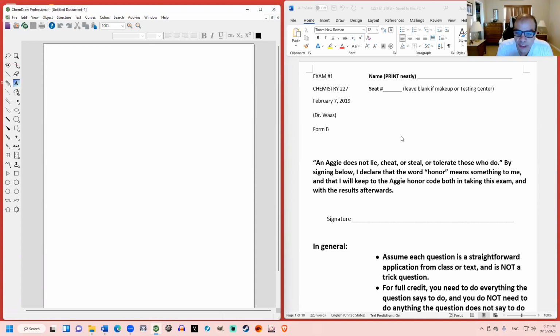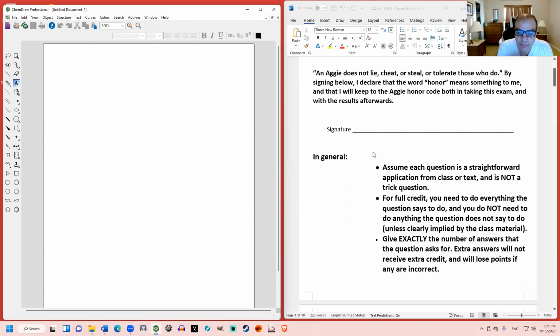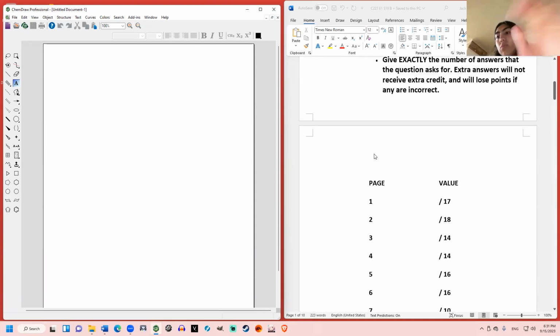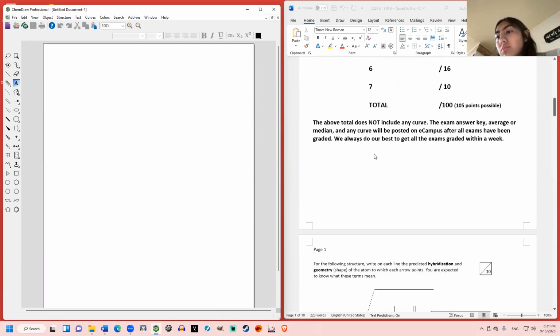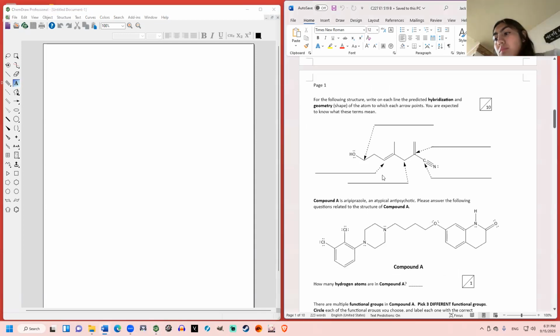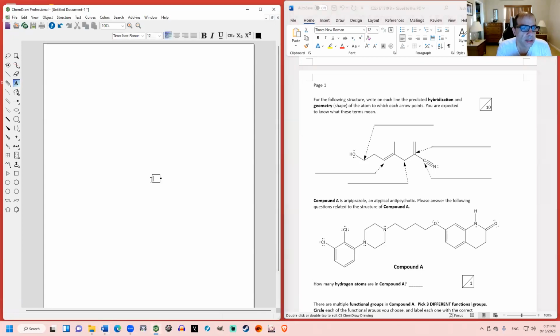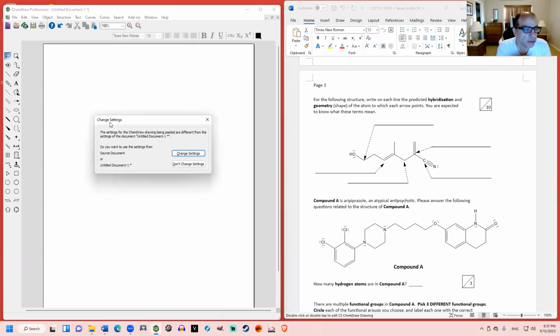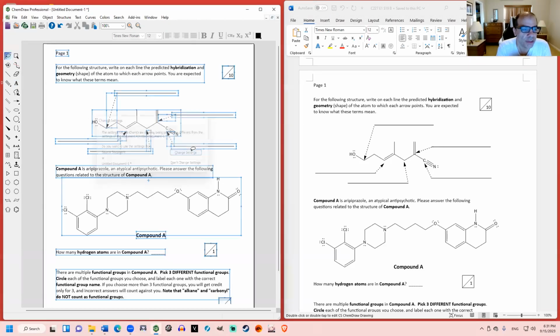Good. So hopefully on your screen you can see the old exam here on the right, and I've got ChemDraw open on the left. I don't have a stylus or a pen or anything like that, so I'll have to do everything in ChemDraw, which might take a little bit longer. But let me copy this in. Let's do change settings.